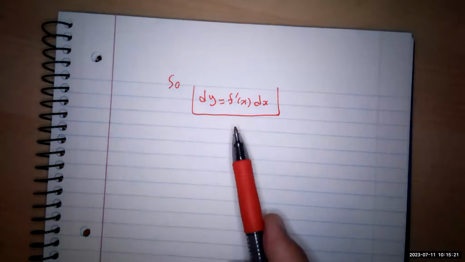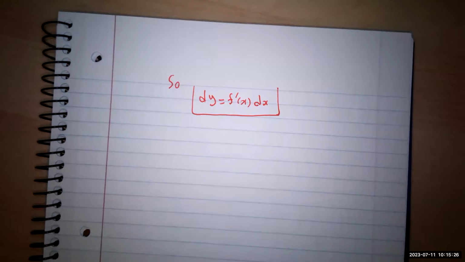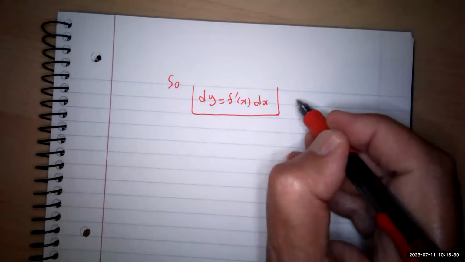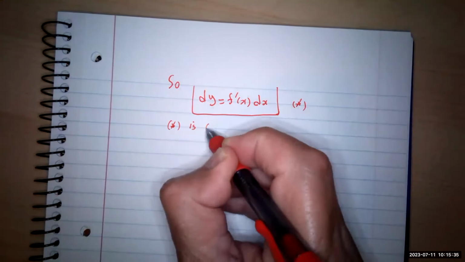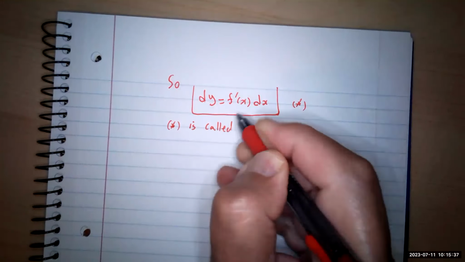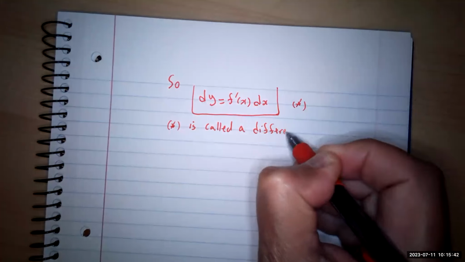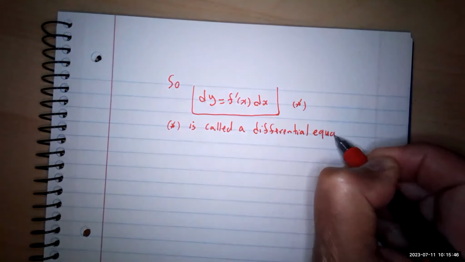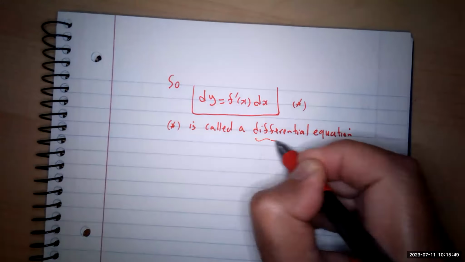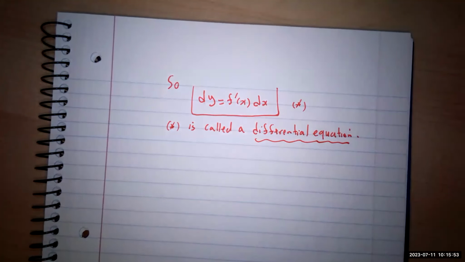This is a relationship between the derivative of the function and the differentials. This equation, star, is referred to as a differential equation. The part of mathematics that deals with differential equations is called applied mathematics.